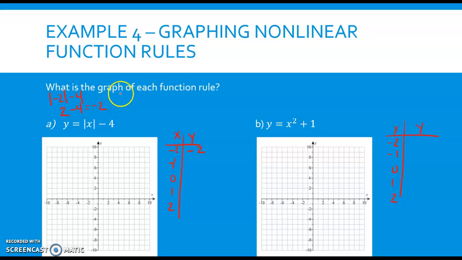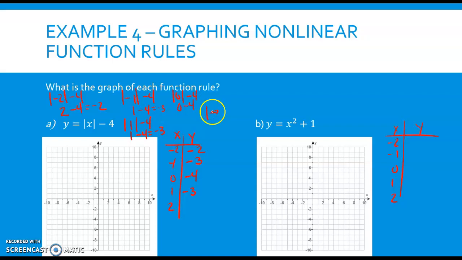And then I'm going to do absolute value of negative 1 minus 4. That's 1 minus 4, which is negative 3. And then we're going to do the absolute value of 0 minus 4, so we get a negative 4. We're going to do the absolute value of 1 minus 4. So that's going to be 1 minus 4 again, which is negative 3. Because remember, absolute value is the distance from 0. So it doesn't matter positive or negative. It's going to end up being a positive because it's a distance.